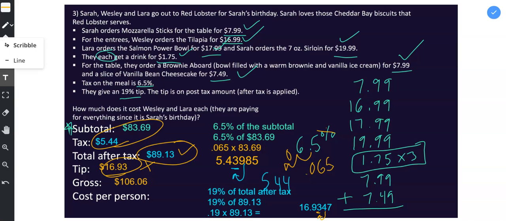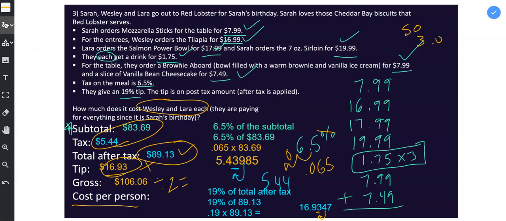Now we move on to the cost per person. And remember, it's Sarah's birthday, so Wesley and Laura are going to split the bill. So we just need to divide the bill by 2 people. You can use a calculator if you want to, or think about it in your head. Half of $100 is $50. Half of $6 is $3. And then half of 6 cents is 3 cents. So it would be $53.03. So Wesley would pay $53.03, and Laura would also pay $53.03 to pay for everything, including the tip.